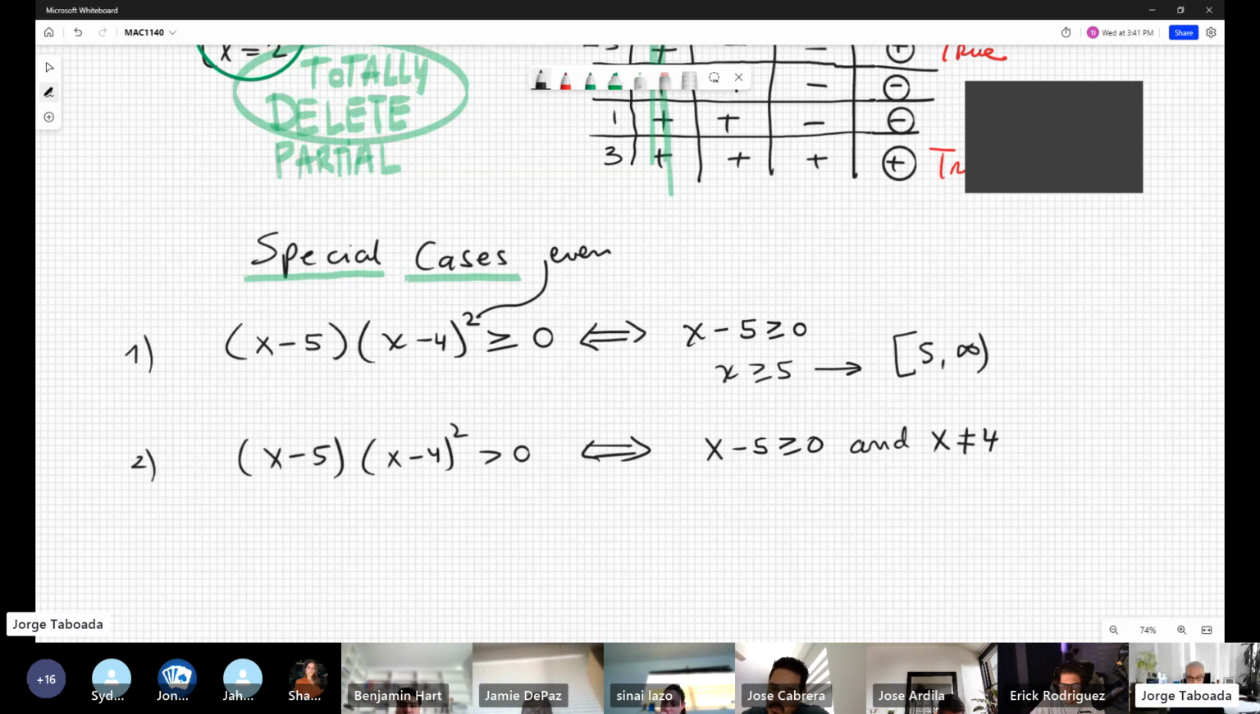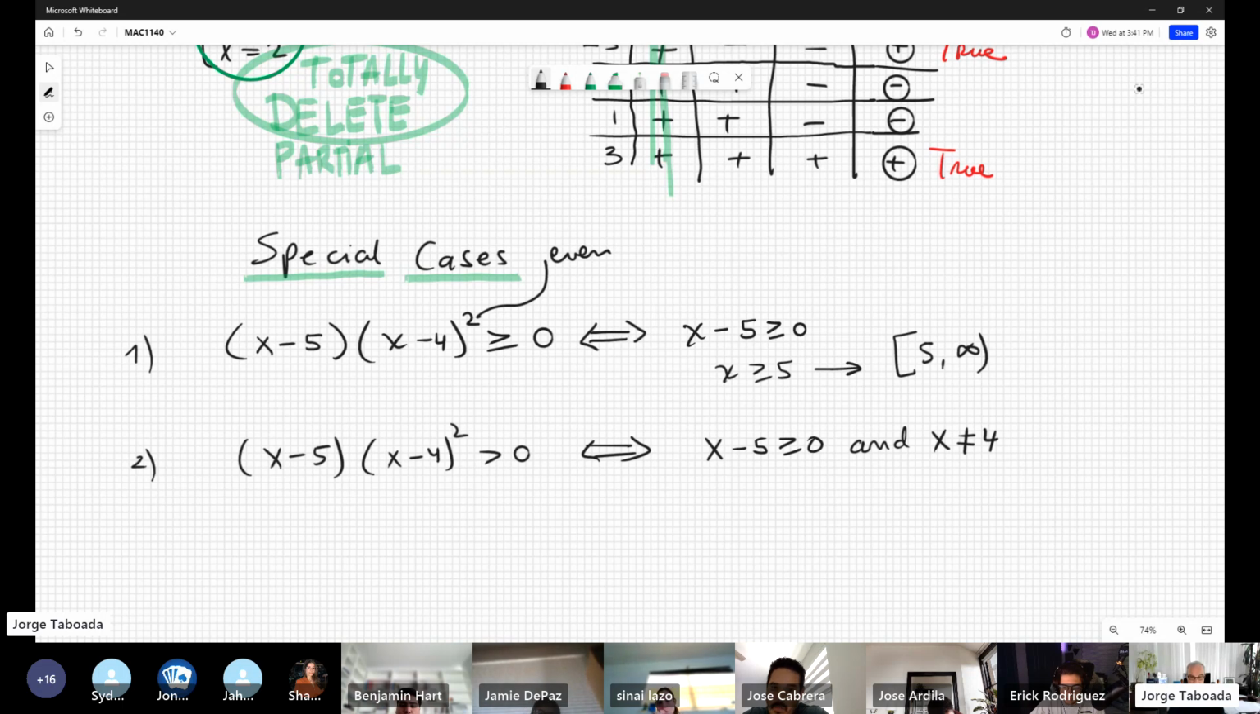Let me try to explain why. What is this contradiction? Suppose what happened in 4? In 4, you plug it in here: 4 minus 5, times 4 minus 4 squared, greater than or equal to 0. 4 minus 5 is negative 1, and 4 minus 4 is 0, and 0 squared is 0, and 0 times anything is 0. And 0 is not greater than 0. Therefore, this is a typical scenario in which you partially delete, not totally delete.